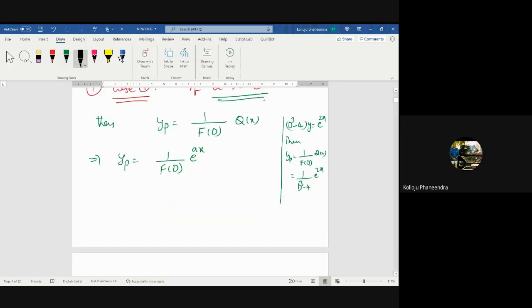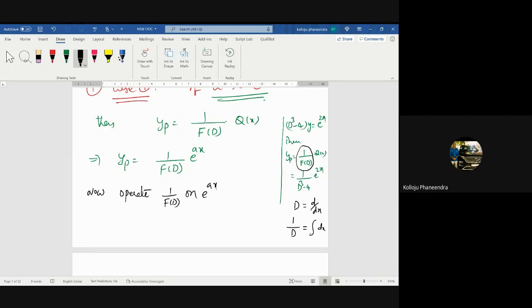Now, what is the thing here? Operate 1 over f of D on e power ax. Remember all of you, one more important point I have to tell. D stands for the derivative, d by dx. Then 1 by D stands for the integral with respect to x. So 1 by f of D also represents some type of integration.